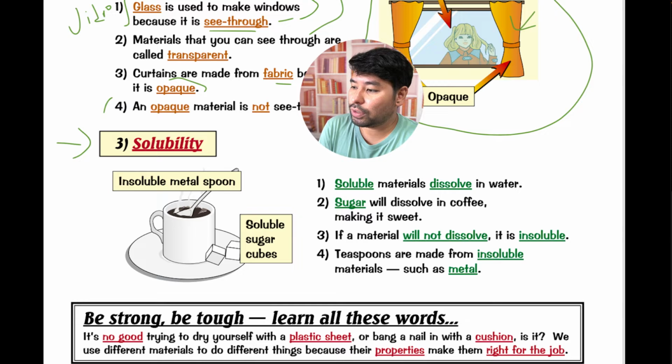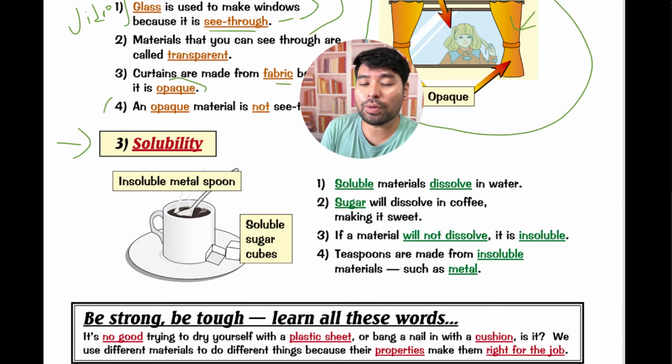Insoluble materials dissolve in water. Number 2, sugar will dissolve in coffee, making it sweet. If a material will not dissolve, it is insoluble. And number 4, teaspoons are made from insoluble materials such as metal, right? So these are 4 good sentences here.